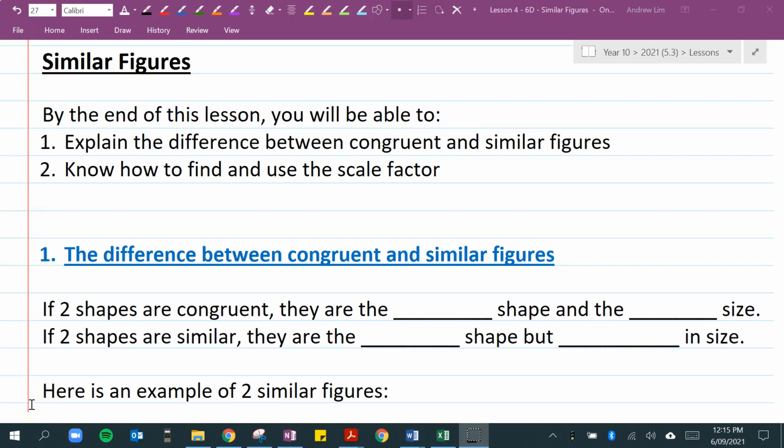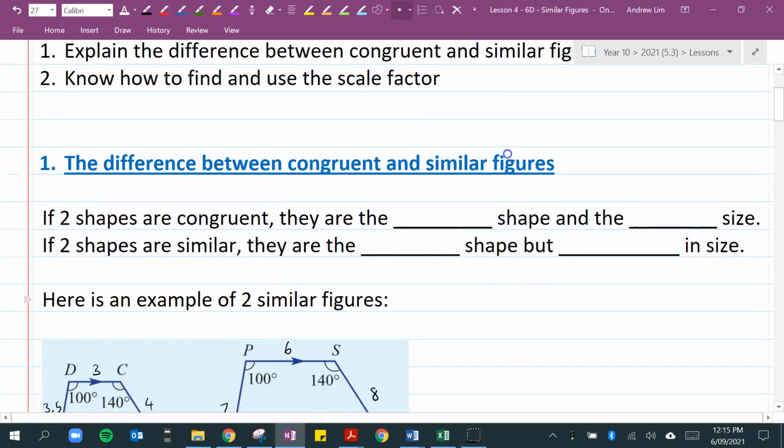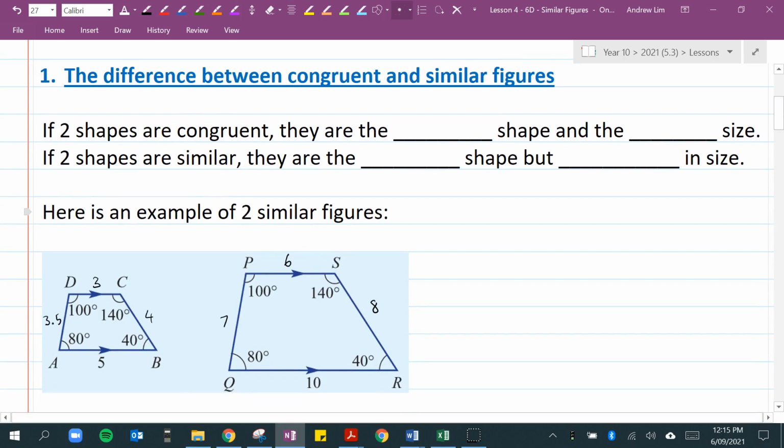It's your teacher Mr. Lim here, and in this video we're going to be looking at similar figures. By the end of this lesson, you'll be able to explain the difference between congruent and similar figures, and know how to find and use the scale factor. So let's have a look at the first part of this lesson: the difference between congruent and similar figures.